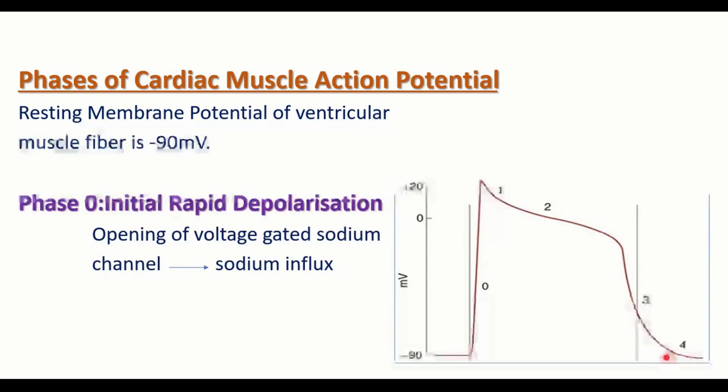Because of the entry of a positive ion, the negativity inside the cell membrane is decreasing and finally it becomes positive, reaching up to plus 20. You can see from minus 90 it is moving upwards, it reaches 0, then it reaches plus 20. So the negativity is decreasing because of the entry of a positive ion, that is sodium.